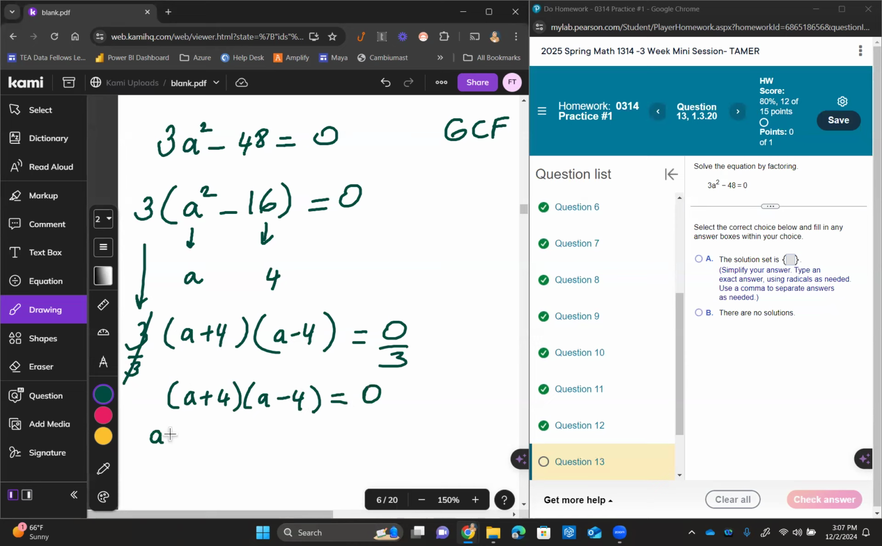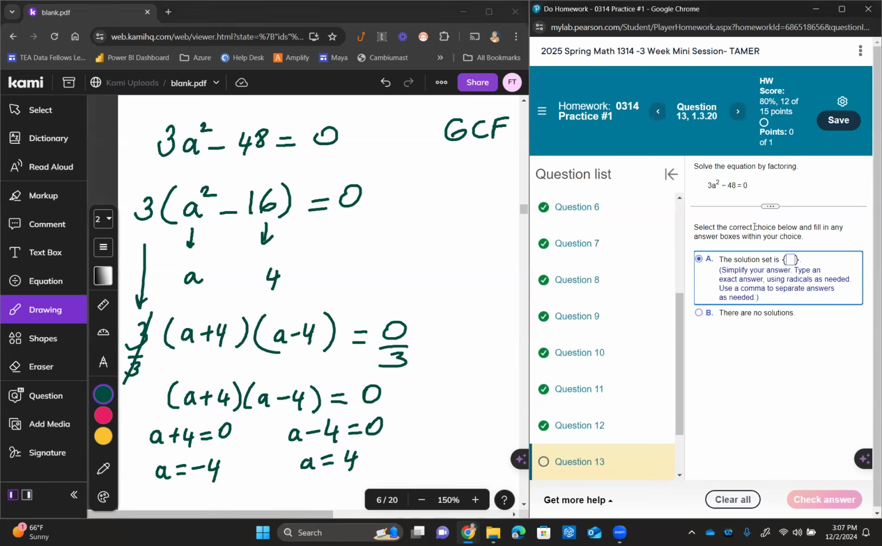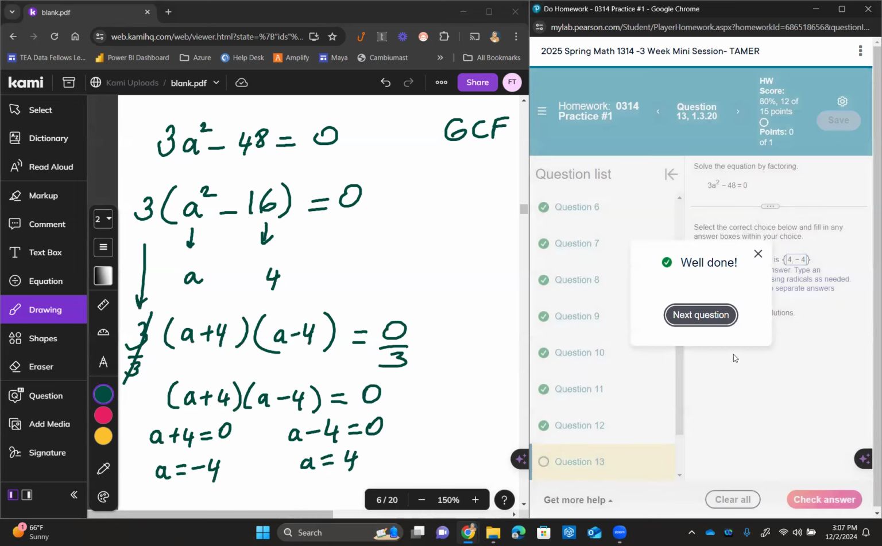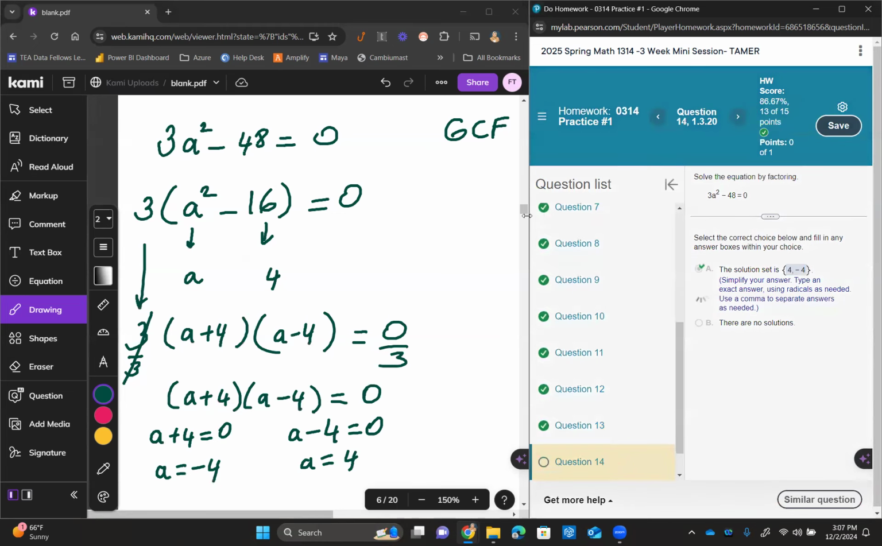Now, a plus 4 will be set to 0, and this gives me a equals negative 4. a minus 4 will be set to 0, and this gives me a equals positive 4. So we're going to have two solutions in this problem. One solution is positive 4. Again, the order is not important. You can put them in any order you like. One solution is positive 4. The other solution is negative 4.